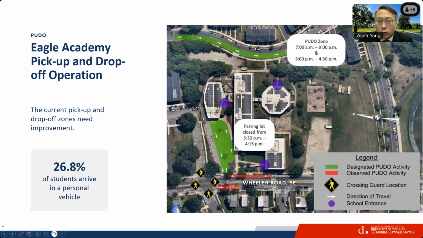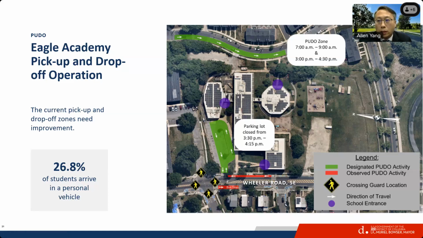On Wheeler Road, actually, a PUDO zone is not provided, but in the field we observe a lot of parents just park their vehicles on the curbside illegally, in that hatched-off area, and the vehicles will be partially in the travel lane, creating sideswipe concerns. And southbound, there's a bus stop. We observed constantly vehicles parked in the bus stop and parents leaving their vehicle and escorting their kids to the school. So a lot of unsafe situations.